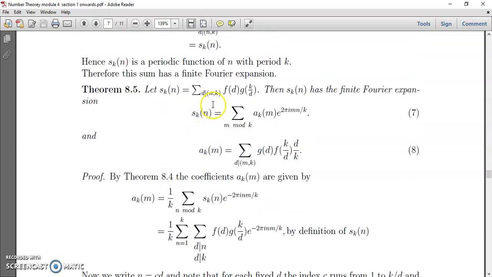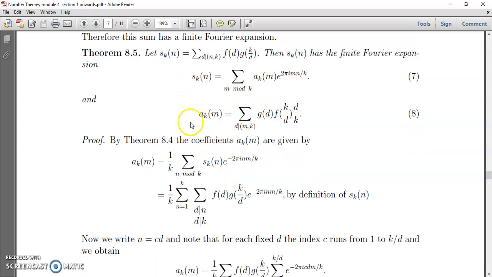In Theorem 8.5, we have proved that s_k(n), which is given by the sum over d dividing gcd(n,k) of f(d) g(k/d), has a Fourier series expansion of the form the sum over m mod k of a_k(m) e^(2πimn/k), where a_k(m) is given by the sum over d dividing gcd(m,k) of g(d) f(k/d) d/k. The proof is by using Theorem 3.4, where by using 8.4 we have a_k(m) is 1/k times the sum over n mod k of s_k(n) e^(-2πinm/k).